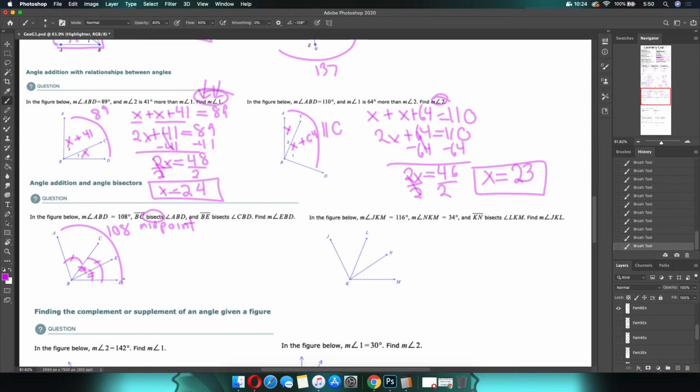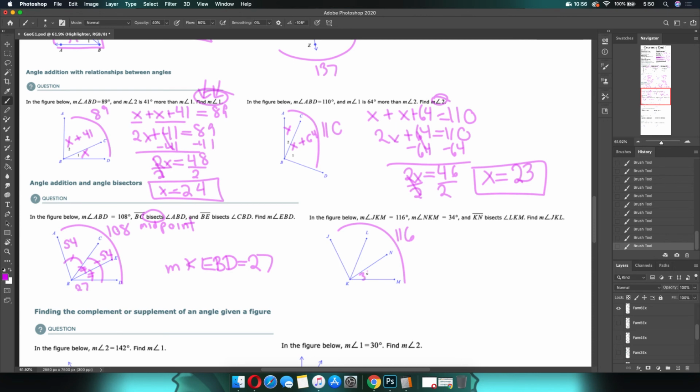So since this has been cut in half, what is half of 108? That is going to be 54. And now this is also 54. So what's half of 54? 27. So the measure of angle EBD is 27. Okay, but what if they don't give you something that's just that handy where there's a bisect in there? Let's look at this one, JKM. So that's going to be 116.